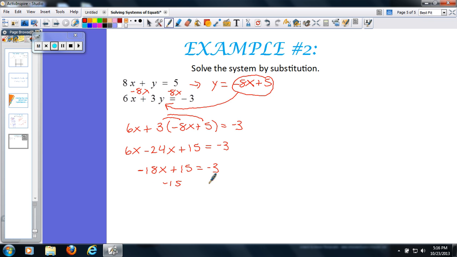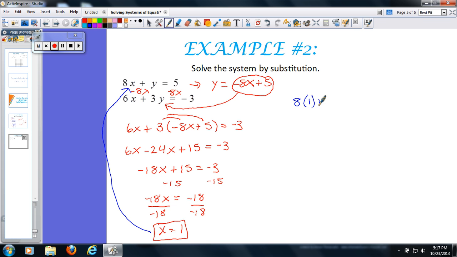I'm going to subtract 15 from both sides. I get negative 18x equals negative 18. Now I'm going to divide by negative 18, and I get x equals positive 1. So now I'm going to take this and plug it into either one of these two equations to get my value for y. I'm going to plug it in right here. So I've got 8 times 1 plus y equals 5. That's 8 plus y equals 5. I'm going to subtract 8 from both sides, and I get y equals negative 3.